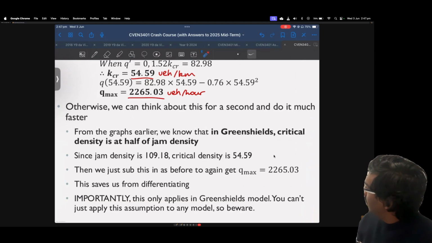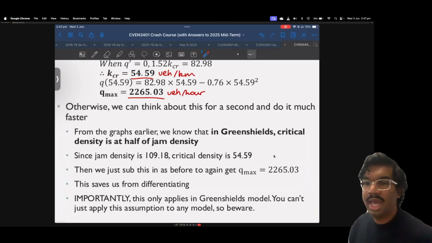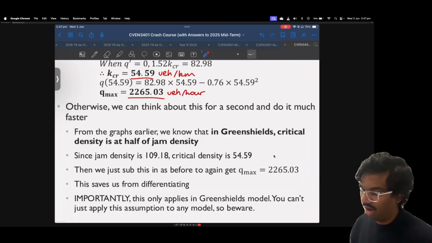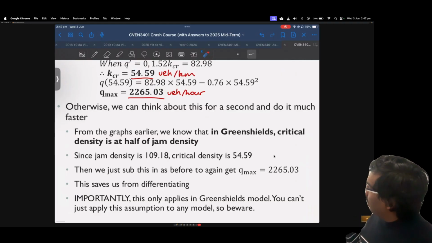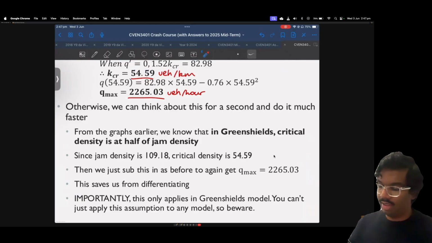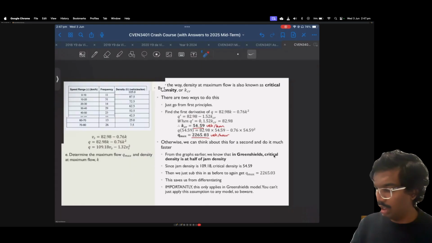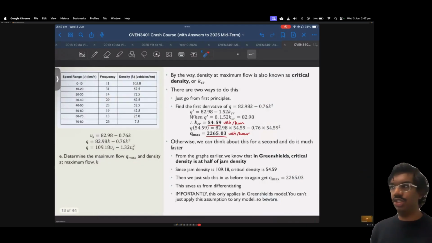Then we just sub this in as before to again get Q max equals 2265.03. All right, and then that saves us from differentiating. Importantly, this only applies in the Greenshields model, so you can't just apply this assumption to any model. So just be careful. I've made that mistake before. Okay, and that is question 1. Any questions? You good? All right.